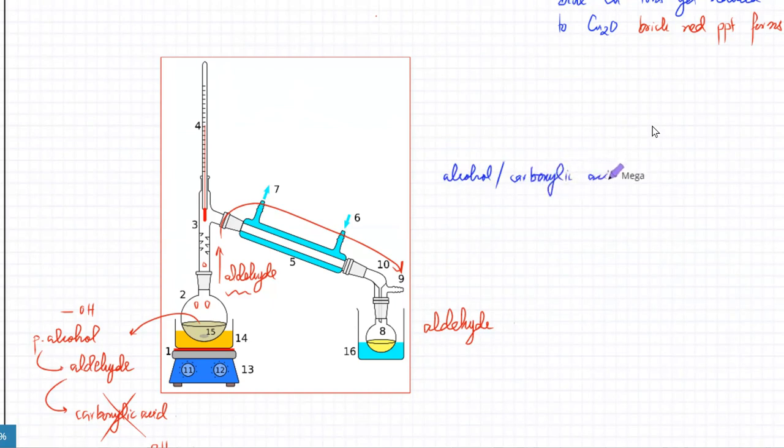Acids, they both have OH groups, which is why they have slightly higher boiling points.